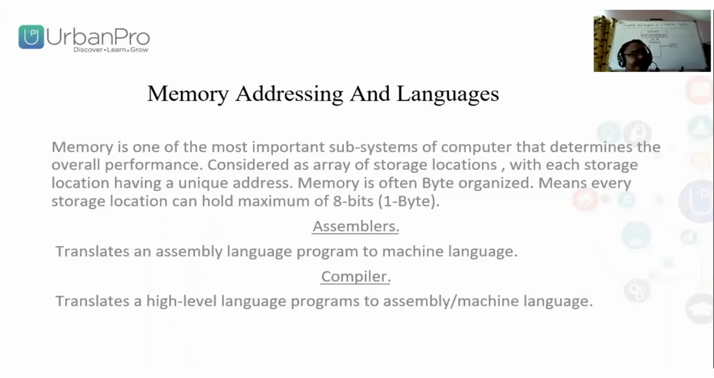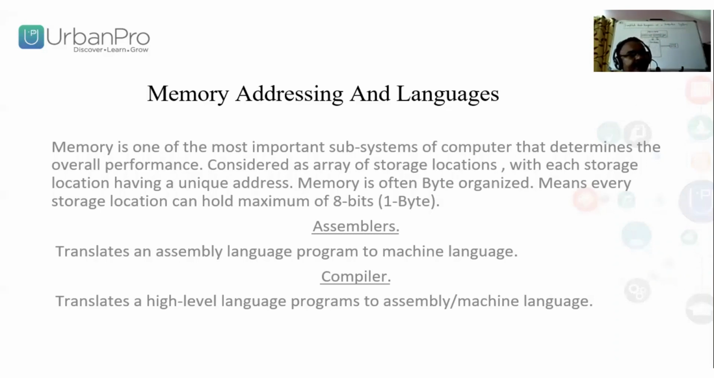Memory is the most important subsystem of a computer that determines the overall performance. Memory is often considered as an array of storage locations with each location having a unique address. Memory is often byte organized, which I have already discussed. One particular memory location can hold a maximum of 8 bits, and that location has an address.